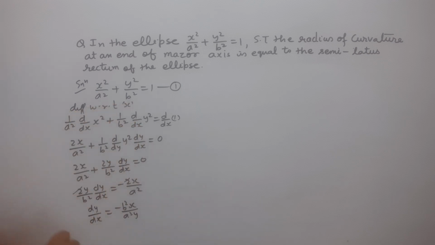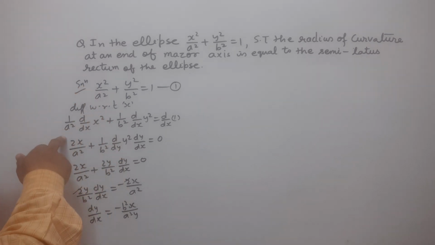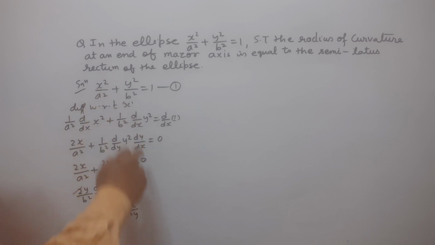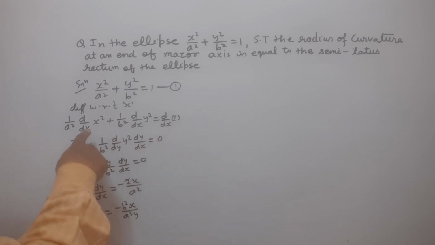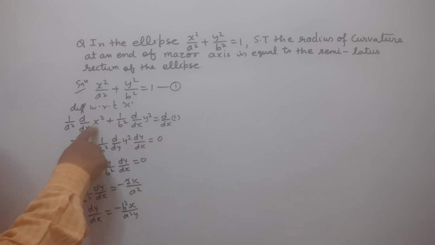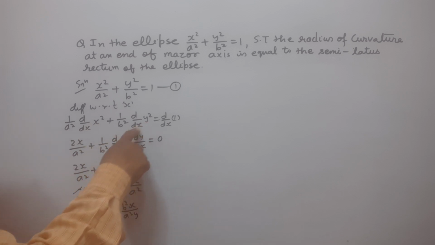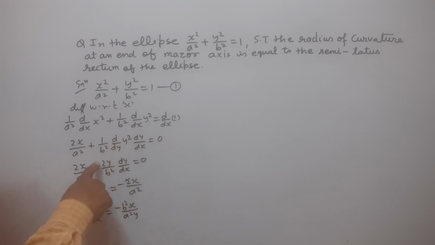We are differentiating this with respect to x. 1 upon a square is constant, so it will be outside the differential operator, d by dx of x square plus 1 upon b square d by dx of y square is equal to d by dx of 1, and 1 is the constant, so the differentiation of 1 is 0. The differentiation of x square with respect to x is 2x, and here the differentiation of y square with respect to x can be written as d by dy of y square into dy by dx, and we know that the differentiation of y square with respect to y is 2y upon b square into dy by dx.